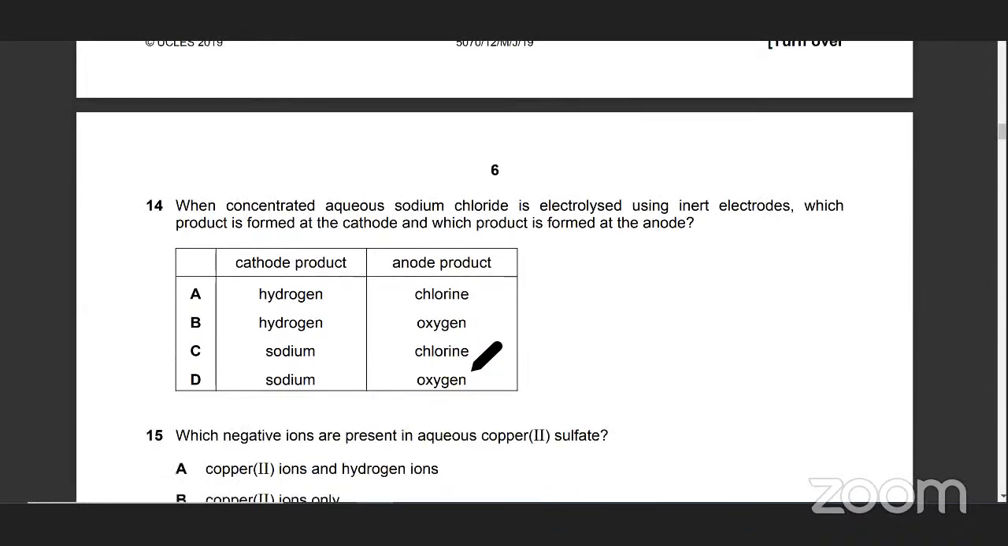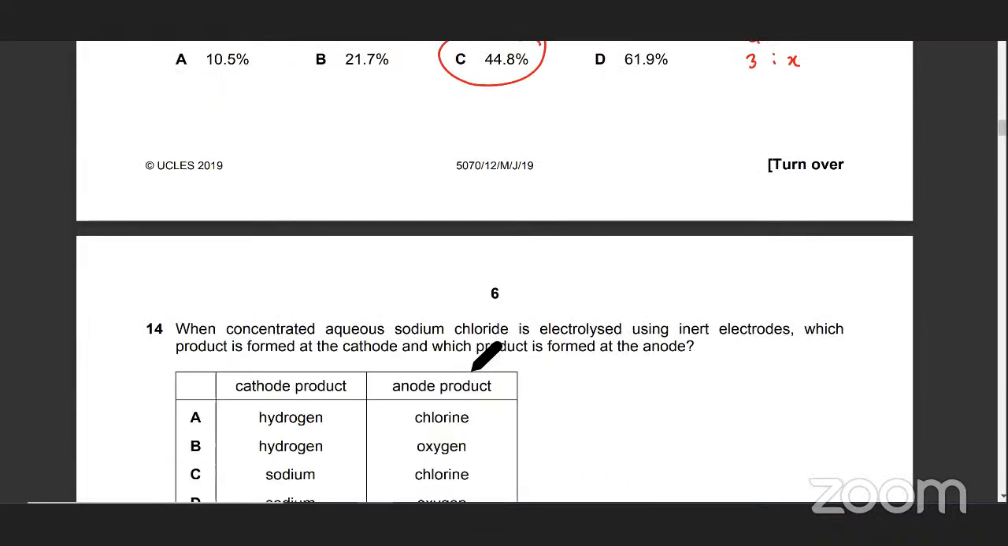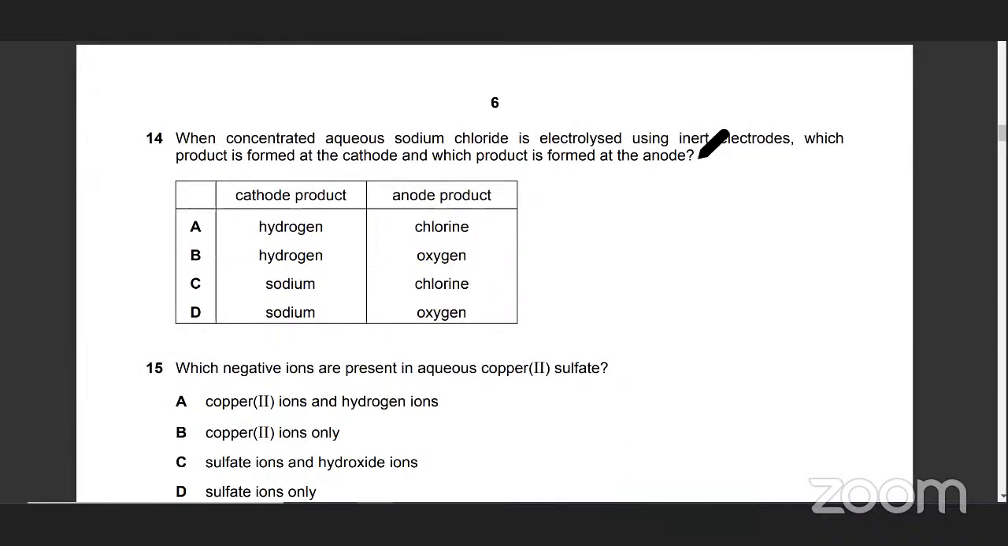So next one is, are you clear? Not clear? Numera, is this clear? Yes, sir. Okay. The next one is, when concentrated sodium chloride is electrolyzed using inert electrodes, which product is formed at cathode and which product is formed at anode? So let's quickly do the electrolysis of concentrated NaCl.